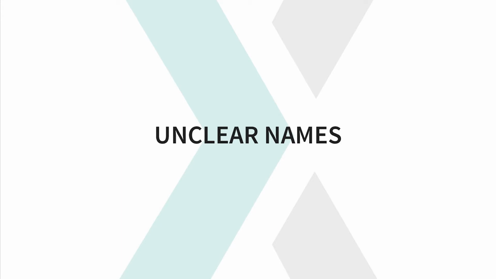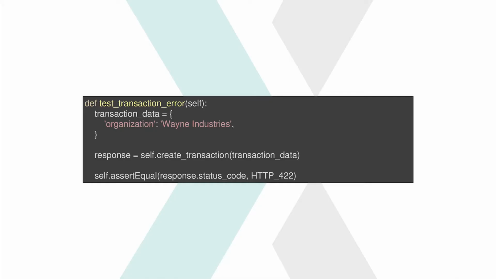One of the most common mistakes that I found was using unclear names. In general, a name of the thing should tell you what the thing is or what it does. So let's have a look at this example. The test is called test transaction error. Let's say that this test fails. So I run the test in the command line.